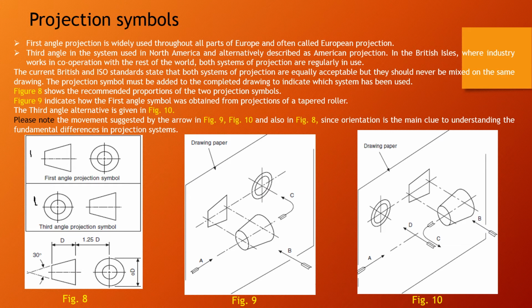Okay, one more thing I want to notice here: please note the movement suggested by the arrows in figures 9, 10 and also in figure 8, since the operation orientation is the main clue to understanding the fundamental difference in projection systems.